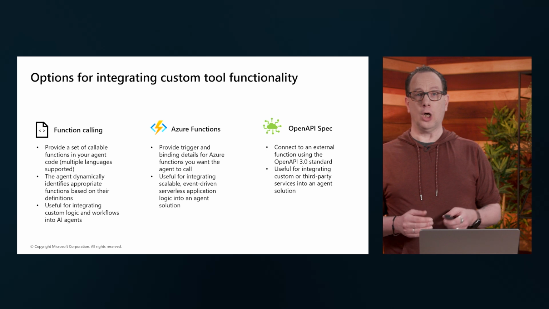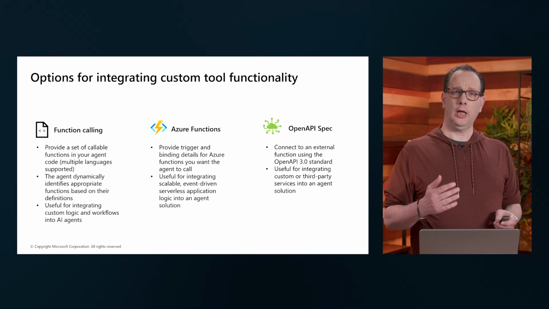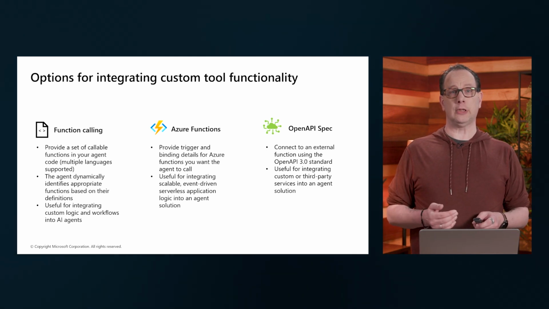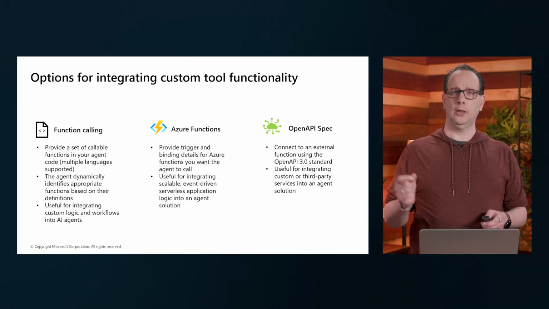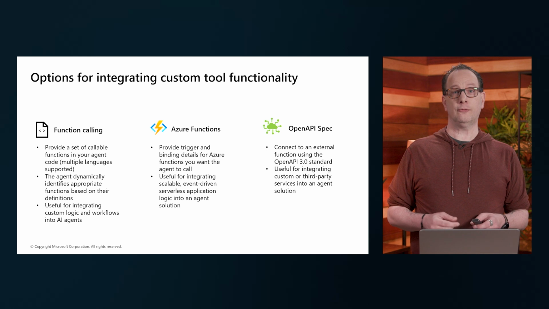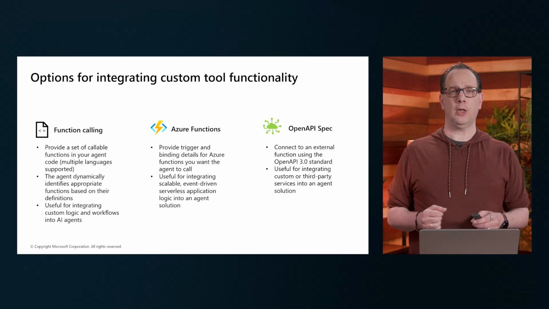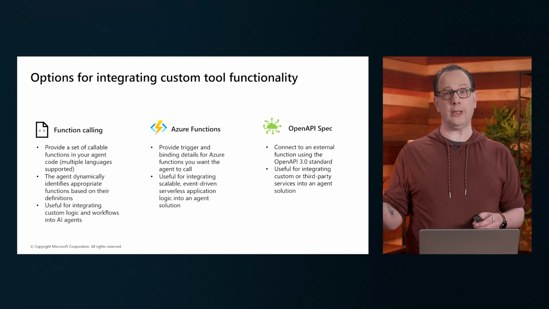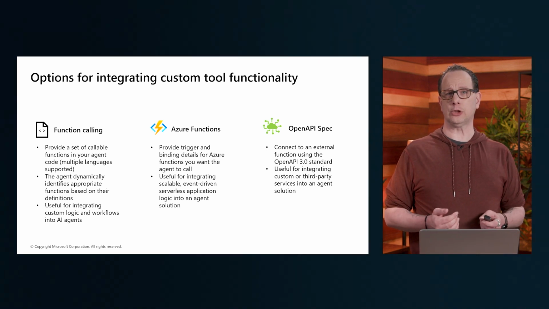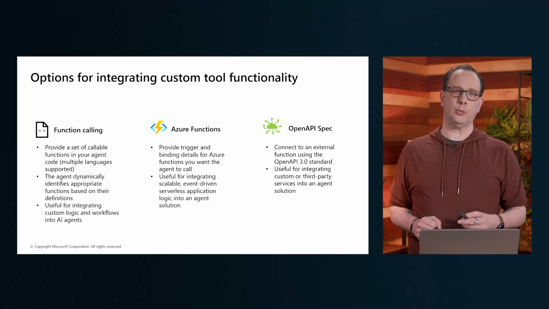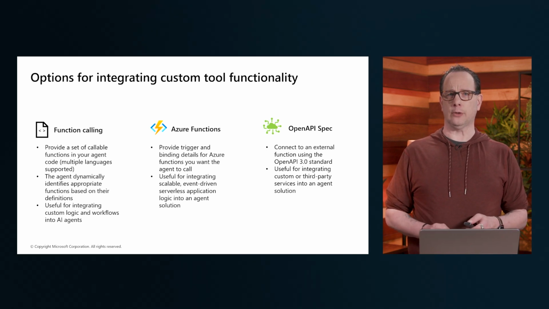Another example here are Azure Functions. Azure Functions provide serverless computing capabilities for real-time processing. This integration is ideal for event-driven workflows, enabling agents to respond to triggers such as HTTP requests or a queue message. And then last, we have the OpenAPI specification.